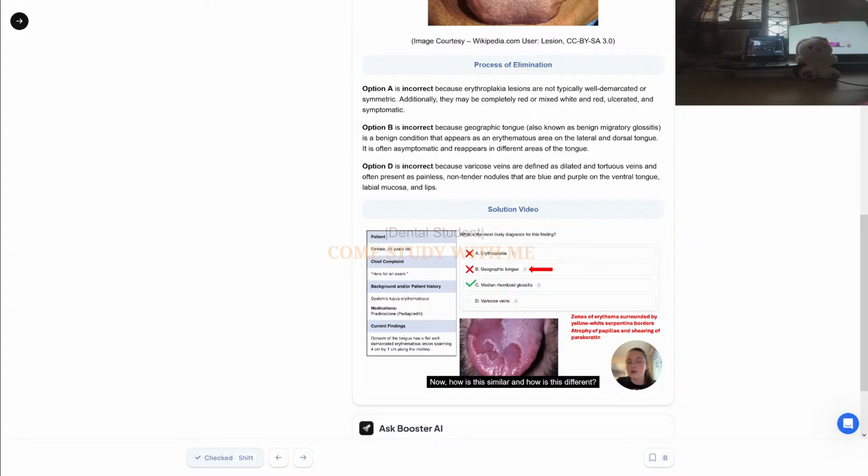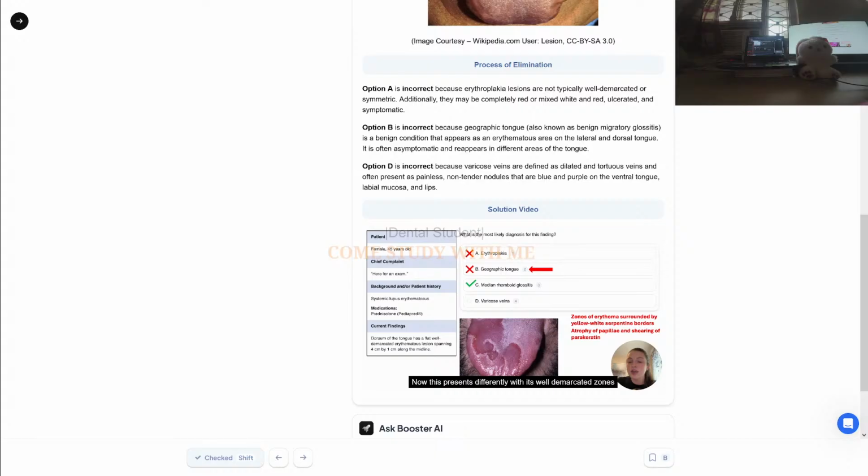Now, how is this similar and how is this different? This is similar in the fact that it affects the dorsal tongue, so we're in the same location, and it leads to redness. And both actually exhibit atrophy of the filiform papillae, so they're kind of similar lesions. Now, what's the difference? This is believed to be immune-mediated, while median rhomboid glossitis is always due to a fungal infection. Although this fungal infection is made more likely due to a suppressed immune system, the suppressed immune system is not what's causing the median rhomboid glossitis.